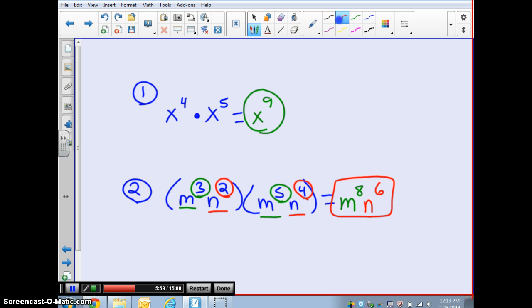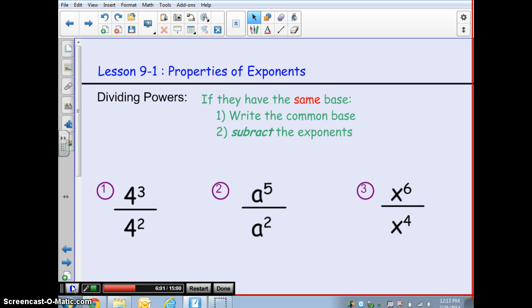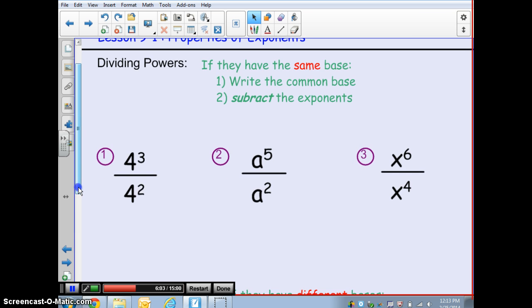All right, let's talk about dividing powers now. When we divide powers with the same base, it's similar to multiplying, except that this time we're going to subtract the exponents. Okay? So again, this only works when you have the same base. You have to have the same base.